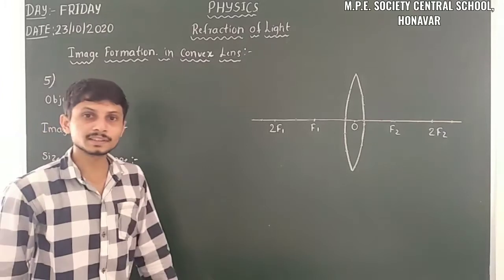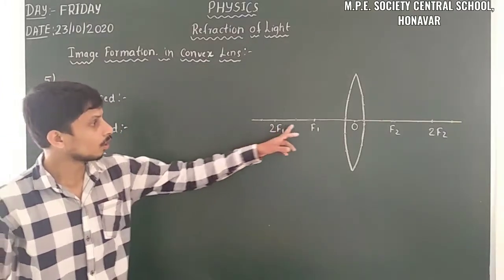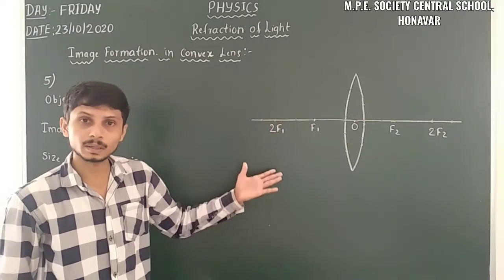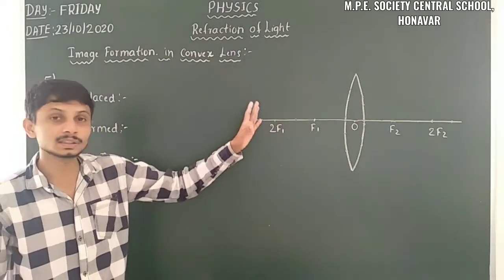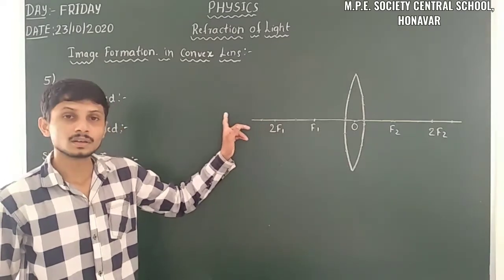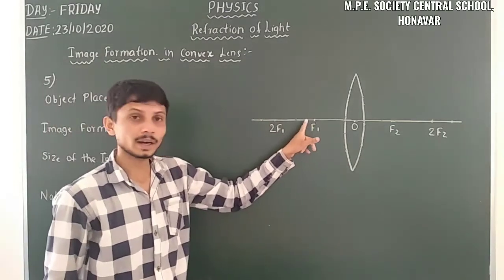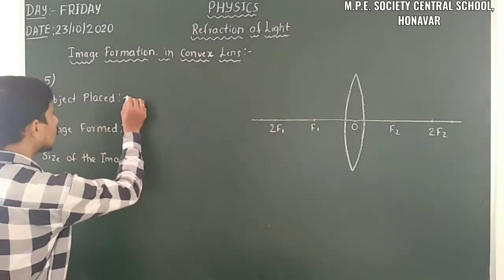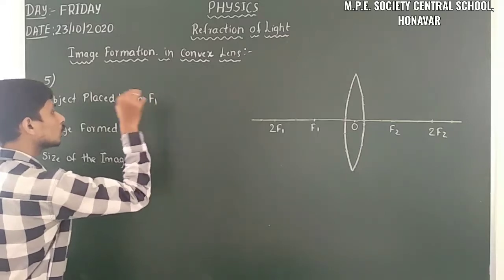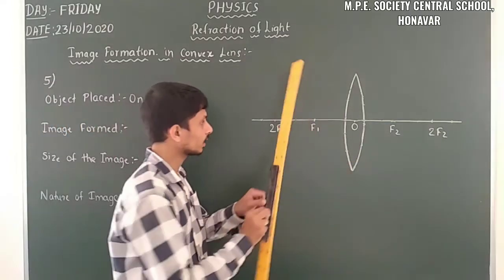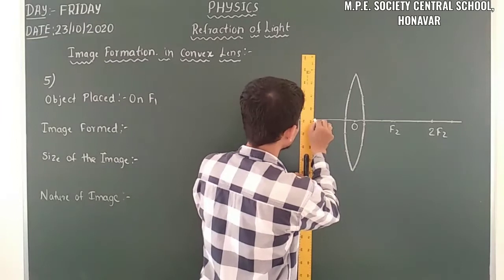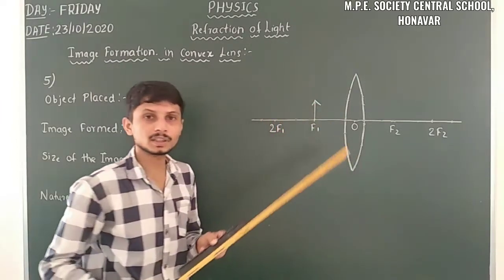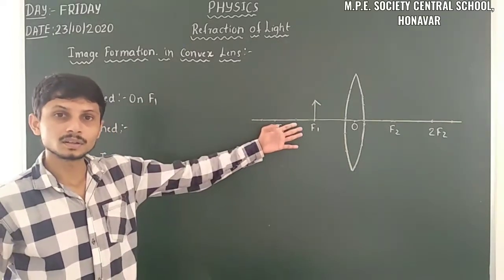Yes. So let us take the object on F1. The four ray behavior and image formation is completed, that is already we know. Here we have to locate the object on F1. So let us locate an object here. Yes, this is the object placed on F1.